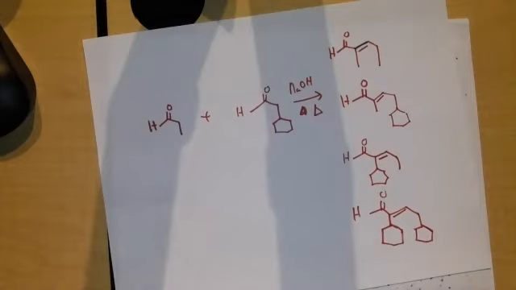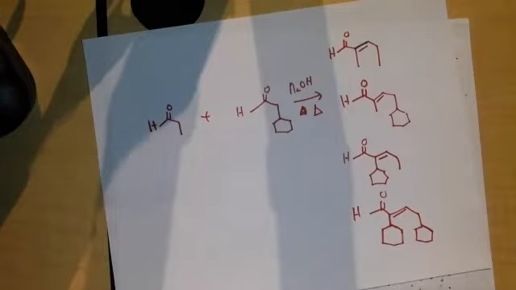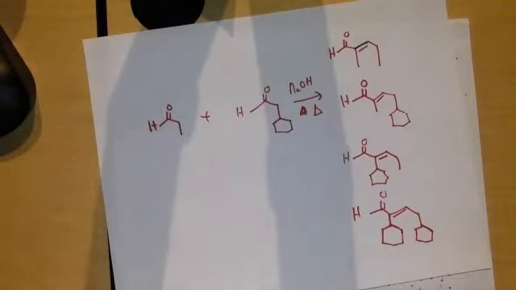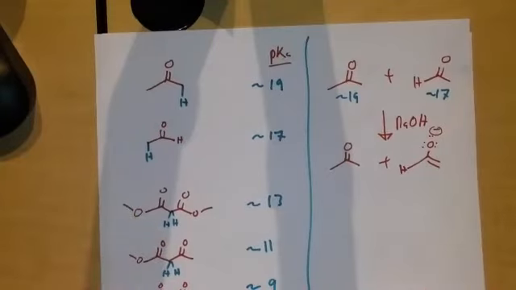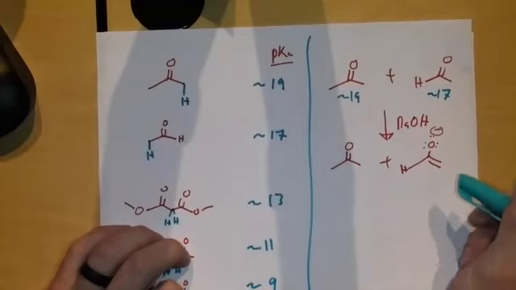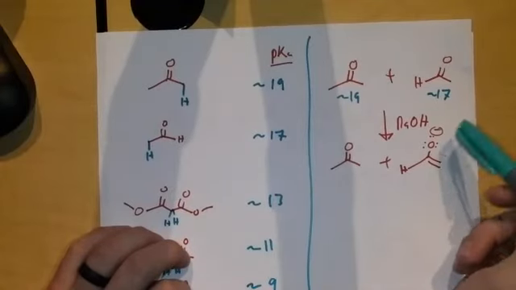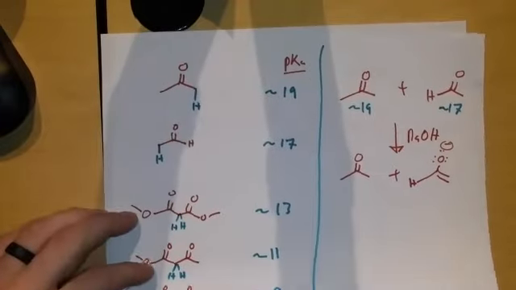So let's go back to a page we talked about at the beginning, which was this pKa chart here. So if I have both a ketone and an aldehyde in solution, I'm going to do this deprotonating selectively for an aldehyde, because that is slightly more acidic.